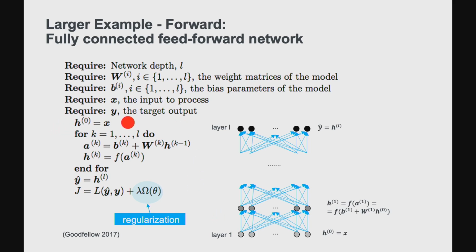So you initialize H0 to be the input layer, and layer by layer, you compute the next linear component by taking the corresponding bias vector plus the weight matrix times the previous layer. Why is this a weight matrix? Why is this not a weight vector, but a weight matrix?